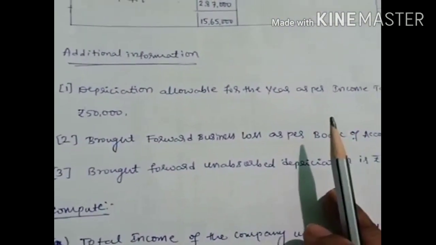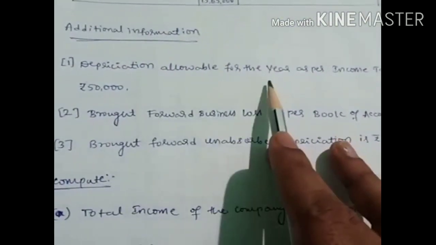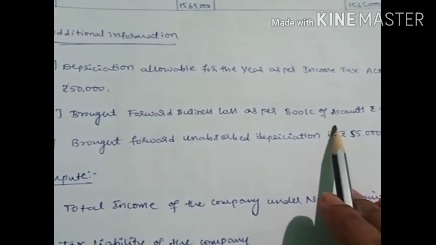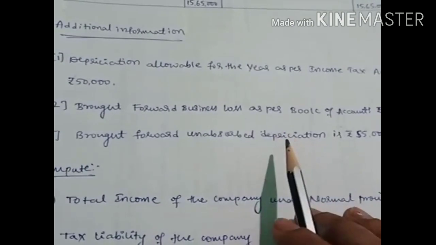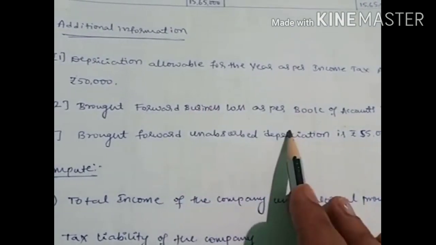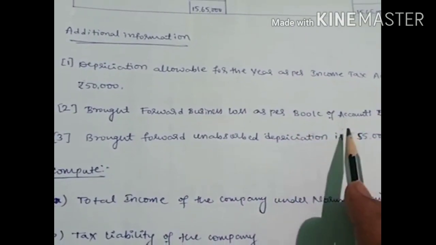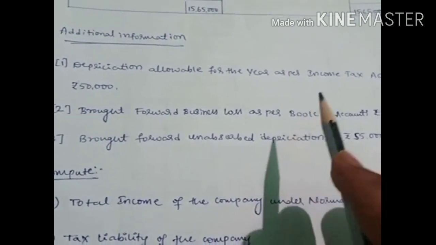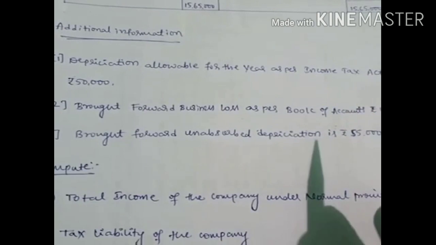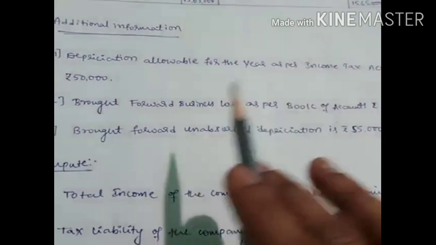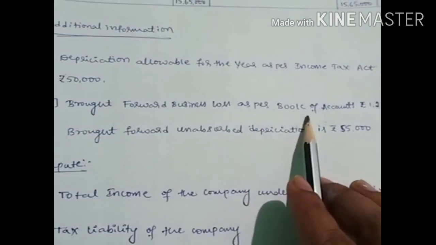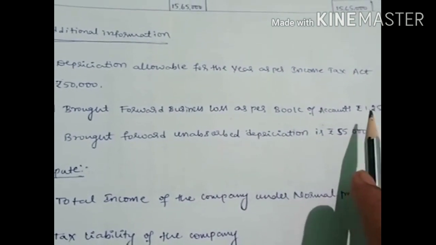Let's come to the additional information. Depreciation I already explained. Next one is brought forward business losses as per books. In the last class, the last problems, they gave both books of accounts and income tax point of view. Books of accounts come under step number 2, and as per IT comes under step number 1. But in this problem they gave only brought forward business losses as per books, so this item comes under step number 2.